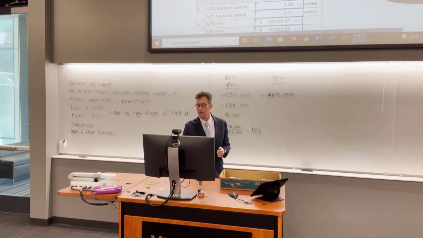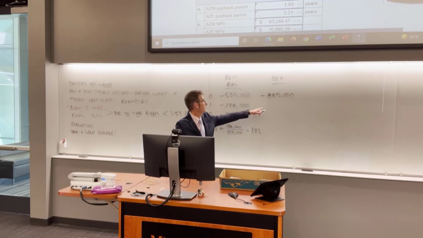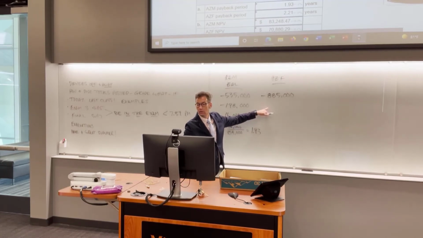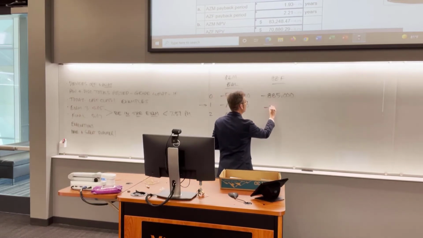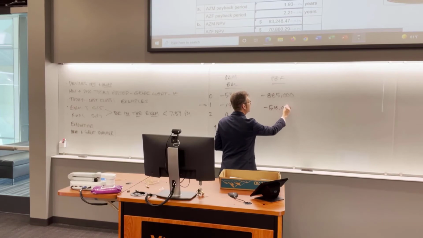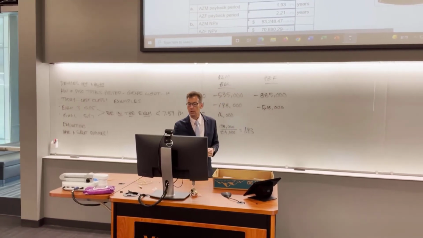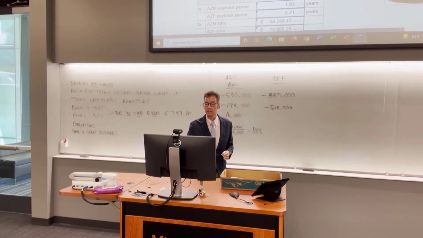885,000 negative. And then what am I going to add to get the balance at the end of year 1? Yep, plus 367,000 equals. So I've got minus 518,000 here. Minus 518,000. Have I broken even yet? Nope. Okay, so how do I get the balance at the end of year 2?